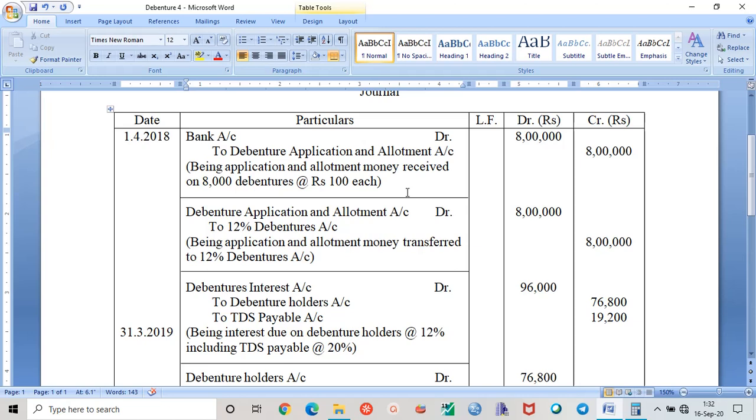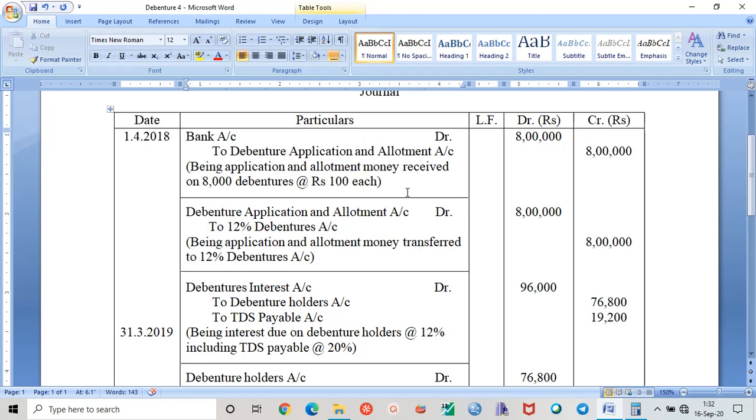But still let me tell you in brief that by redemption we mean that we are repaying the debenture holders. Whenever we issue debentures to the public, it is actually called an external liability. It is a liability which you have obtained from the public, so you have to pay back to the public after a certain period of time, let it be 2 years, 3 years, 5 years, 10 years. So you have to pay back.